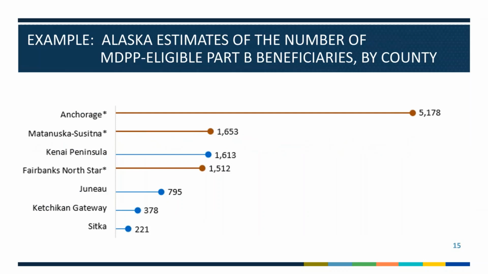Each state chart shows the estimates of the number of MDPP eligible Part B beneficiaries in each county in that state. You can choose your state chart from Appendix B in the CDC guidance document. Here is a sample of Alaska counties from the state chart in Appendix B of the guidance document. The chart shows the number of MDPP eligible Part B beneficiaries in each county, listed from the largest to smaller numbers. Dark red dots represent urban counties, and blue dots represent rural counties. To see estimates of frequency and density, that is the number of eligible Medicare Part B beneficiaries per square mile, you can refer to Appendix C in the guidance document.